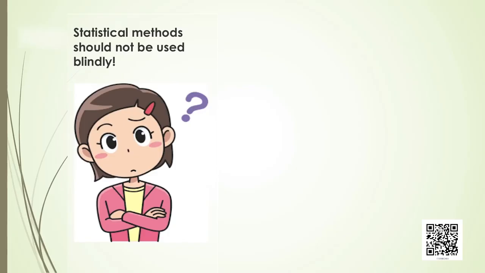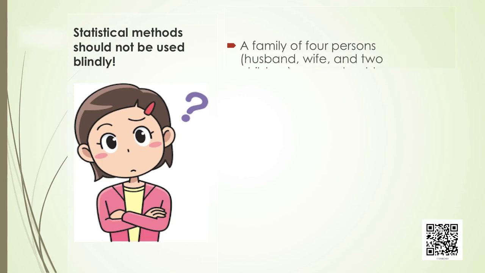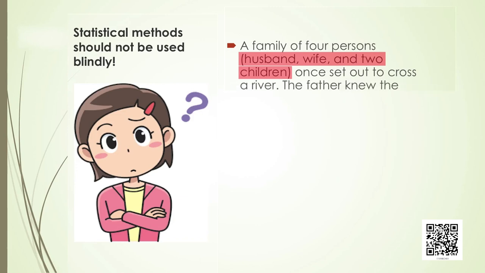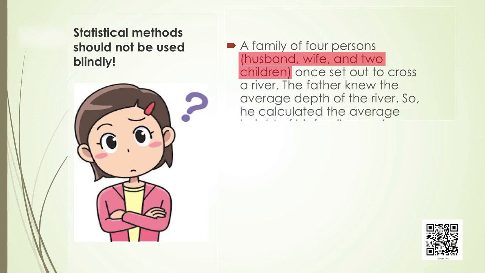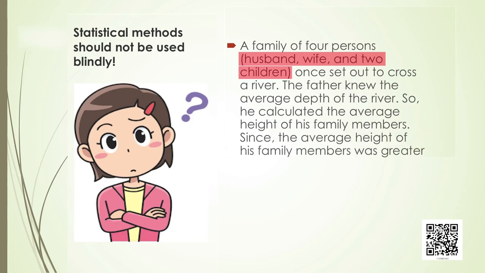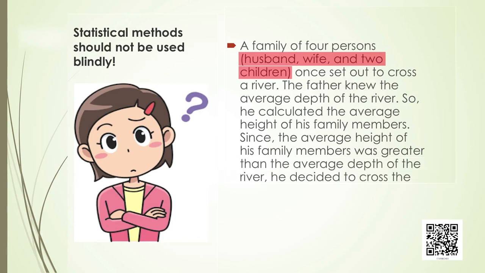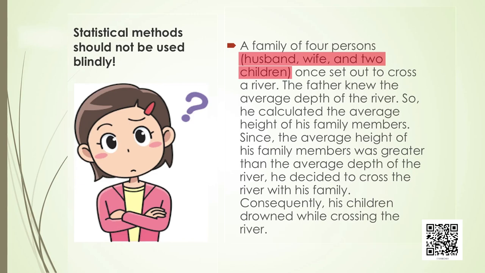One more caution. Statistical methods should not be used blindly. Here is another anecdote. A family of four persons, husband, wife, and two children, once set out to cross a river. The father knew the average depth of the river, so he calculated the average height of his family members. Since the average height of his family members was greater than the average depth of the river, he decided to cross the river with his family. Consequently, his children drowned while crossing the river. Friends, where did the mistake lie? In statistical method or in use of the method?